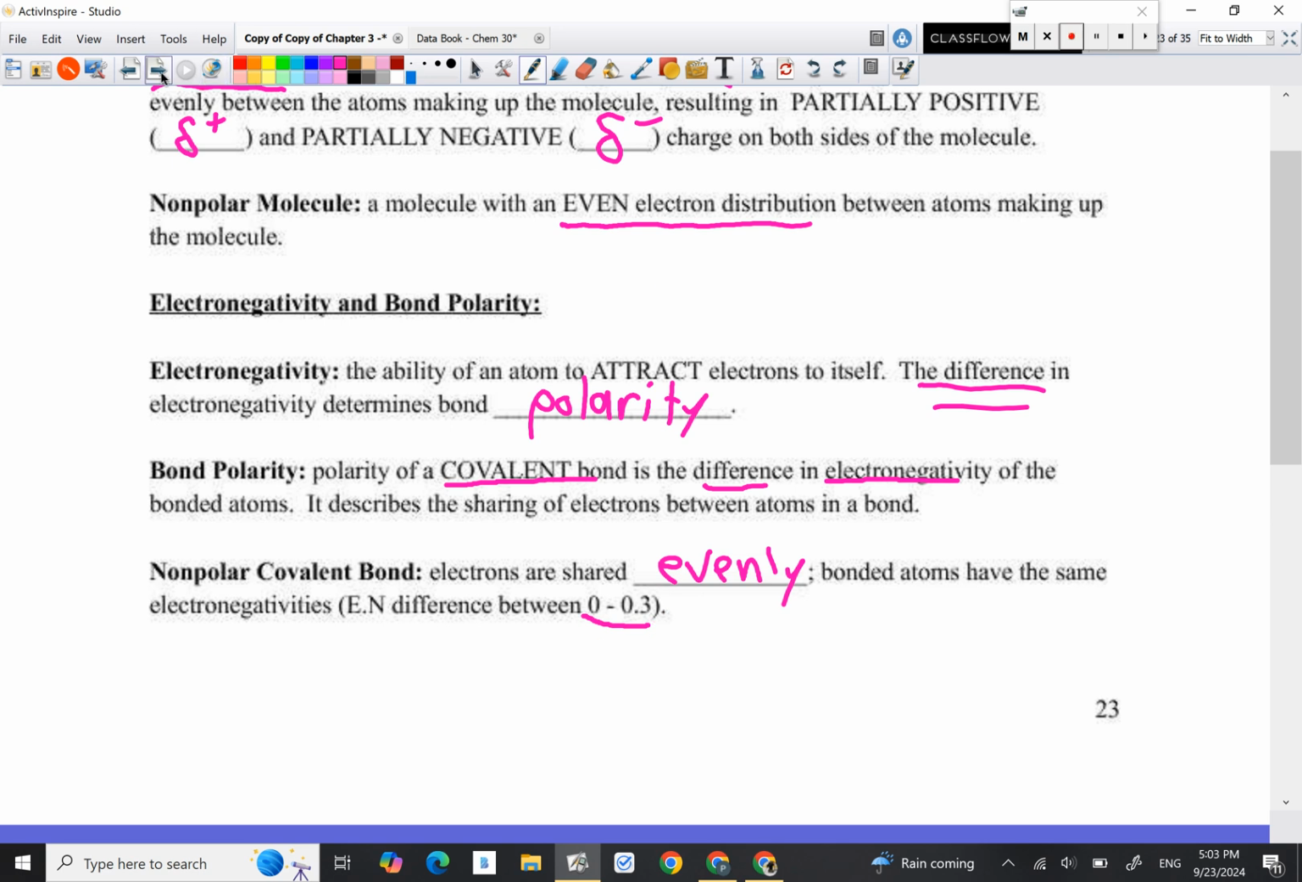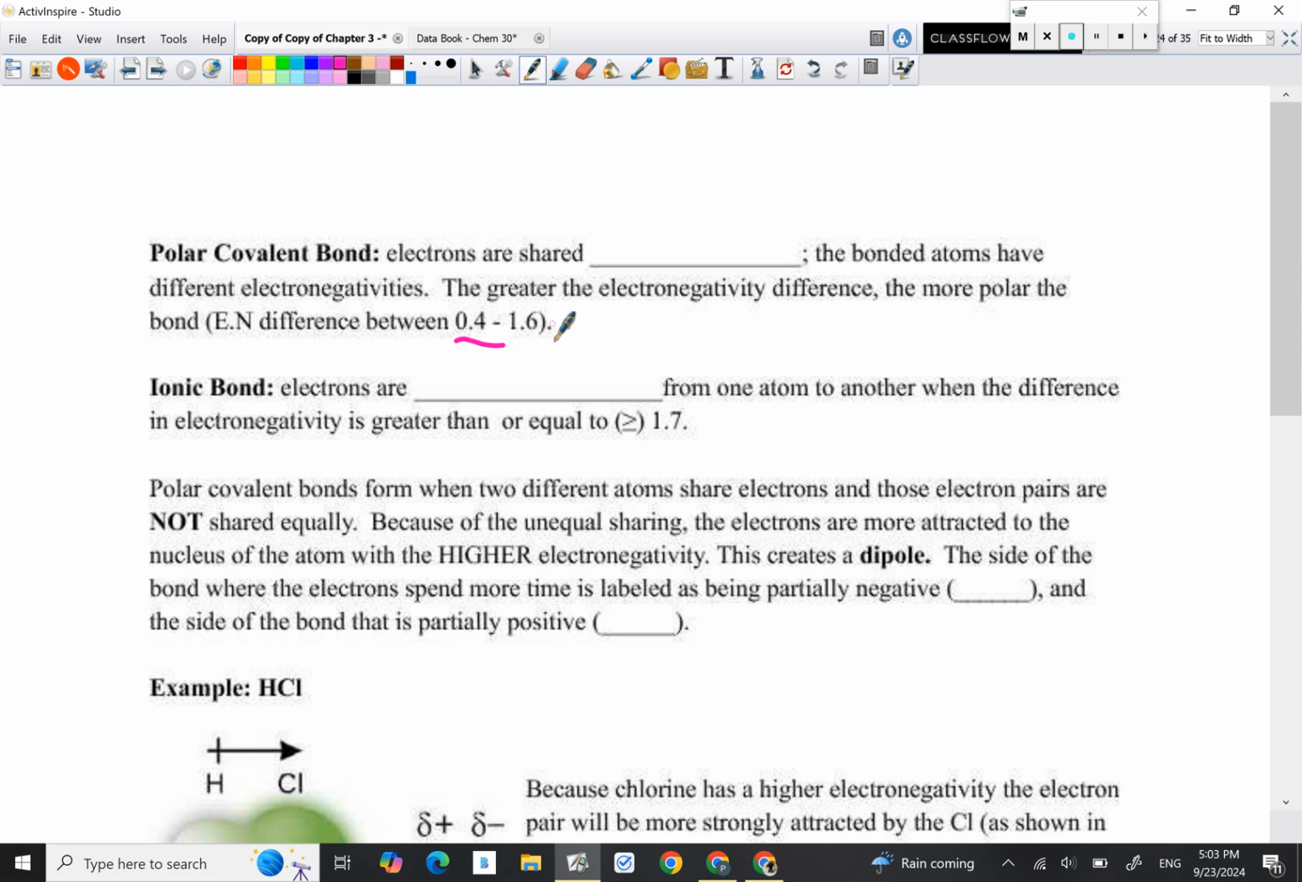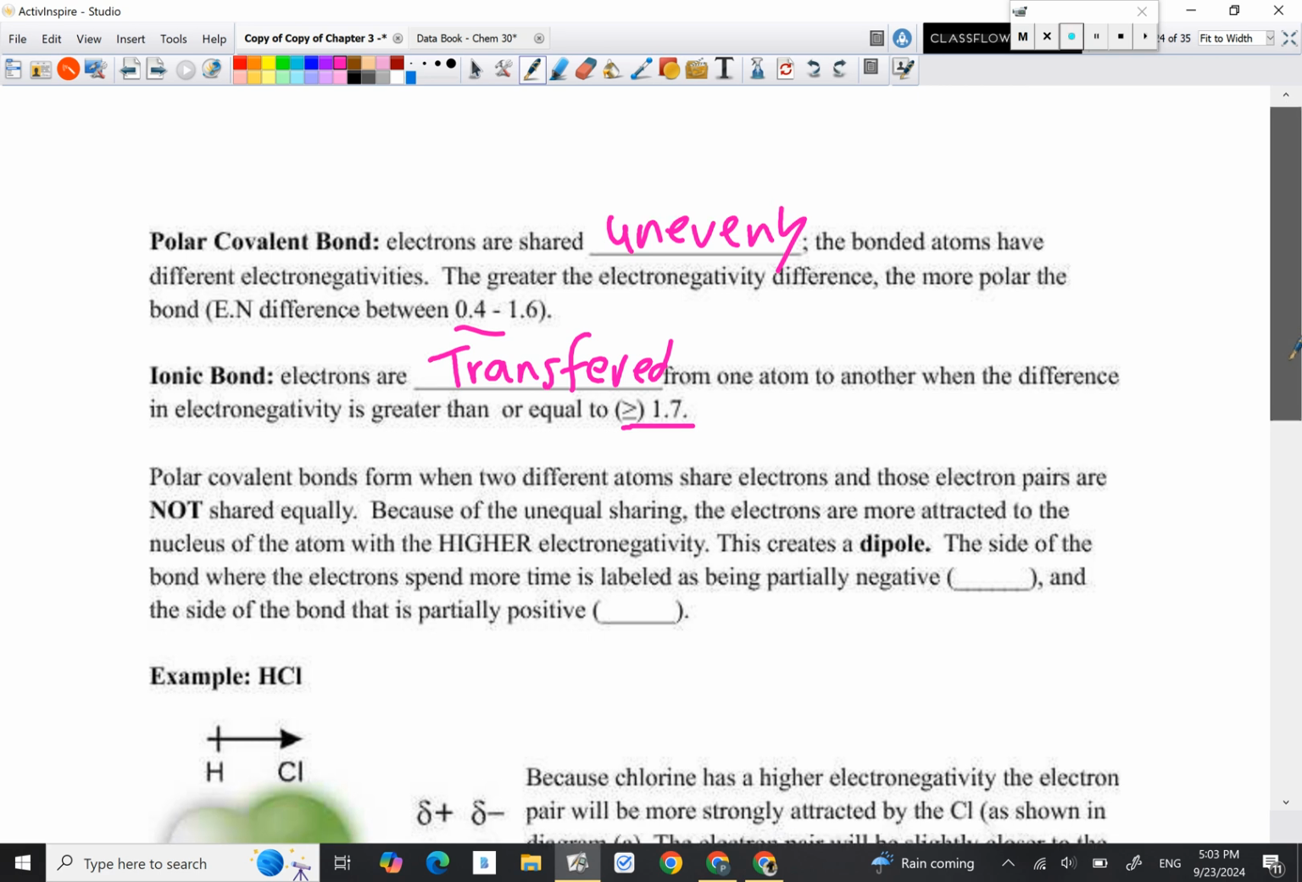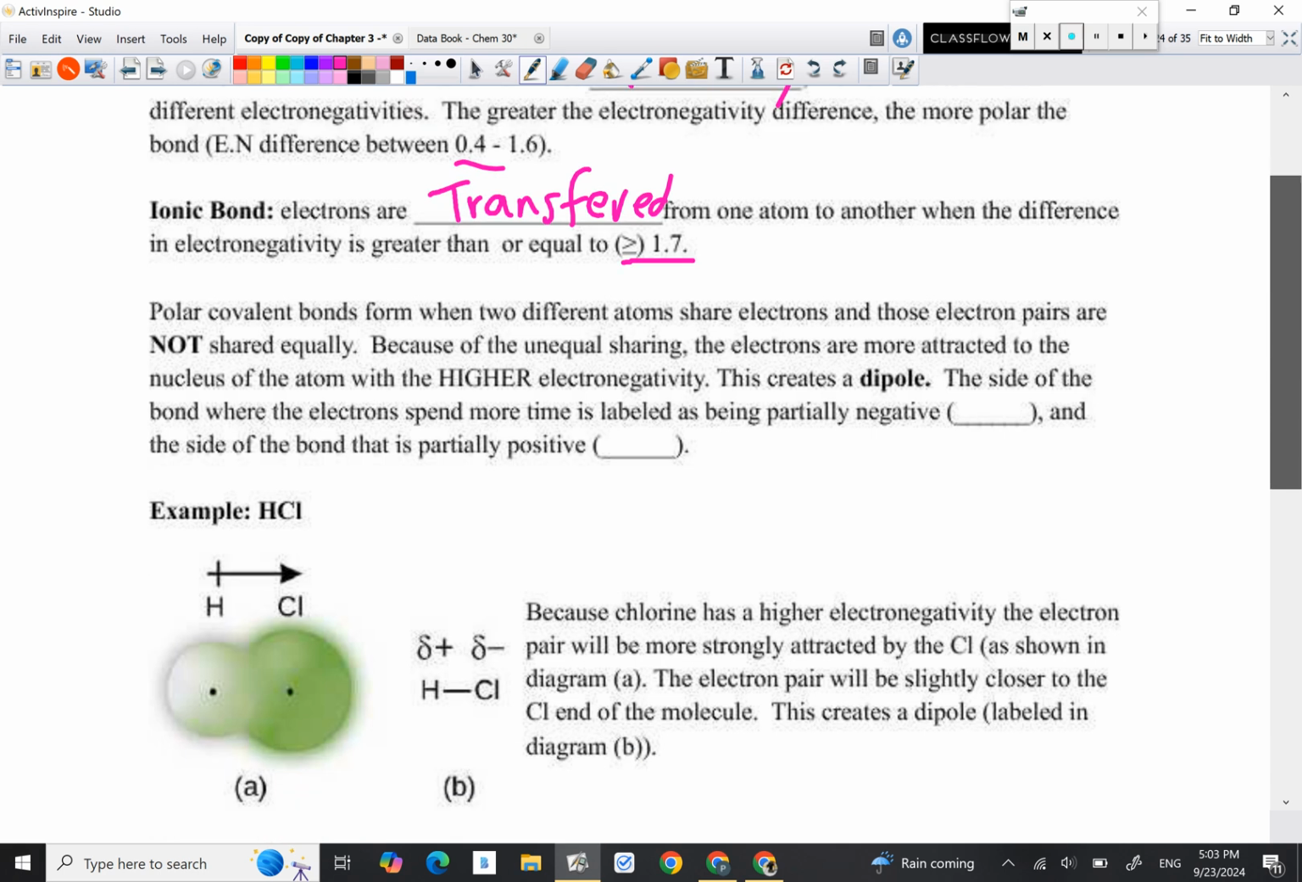Then for polar, we're going to have 0.4 to 1.6. This is where the electrons are shared unevenly between the bonded atoms. So when we take the electronegativity difference between two bonded atoms, we should see a number between 0.4 and 1.6. If electrons are being transferred from one atom to another, we're going to see a difference of 1.7 and above. Alright, so those are the numbers we're looking for.